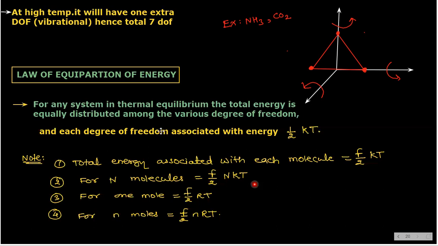Total energy associated with each molecule is equal to f by 2 kT, and for n number of molecules it is f by 2 nkT. For 1 mole, f by 2 RT. For n moles, f by 2 nRT. So whenever you want to find this energy, you can use this formula according to the case asked. For n molecules, f by 2 nkT. Molecules means k, the Boltzmann constant, will come. Okay, so note down.